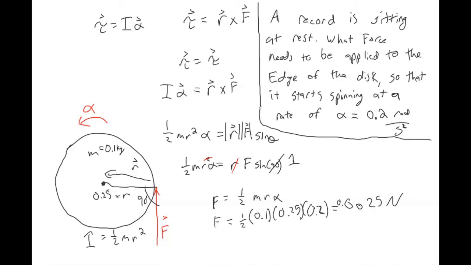So there are three kinds of problems that you can be given with torque. Maybe I'll label this one 2, and 3. So in equation 1, you could be given any two of these variables and asked to solve for the third one. Same with equation 2, you could be given any two of these three variables and asked to find the third. Or in equation 3, you would be given three variables and asked to find the fourth variable.